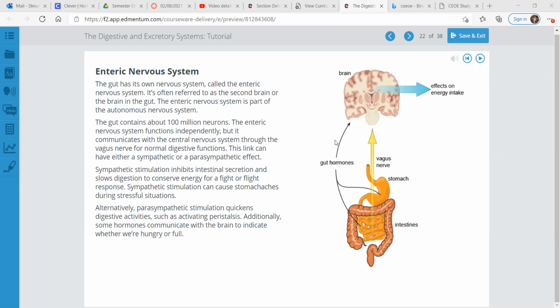Alternatively, parasympathetic stimulation quickens the digestive activities, such as activating peristalsis. Additionally, some hormones communicate with the brain to indicate whether we're hungry or full. And here's a picture of the interaction.